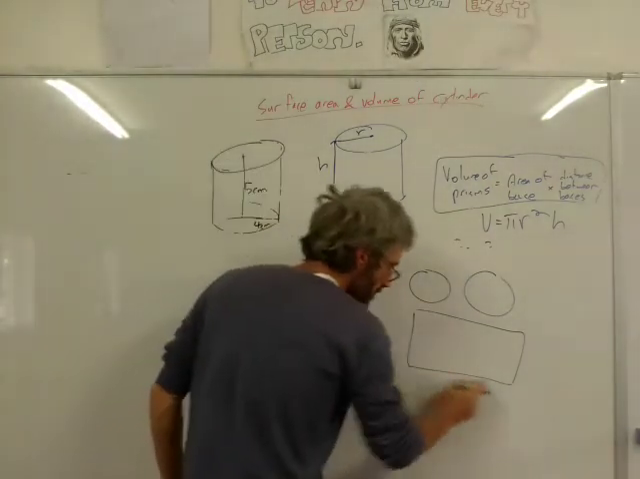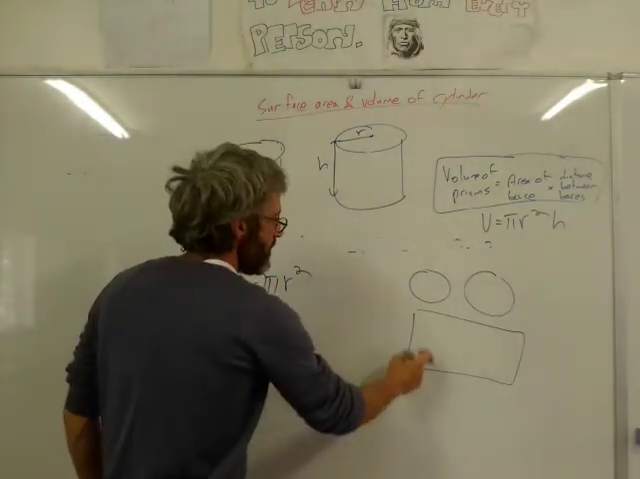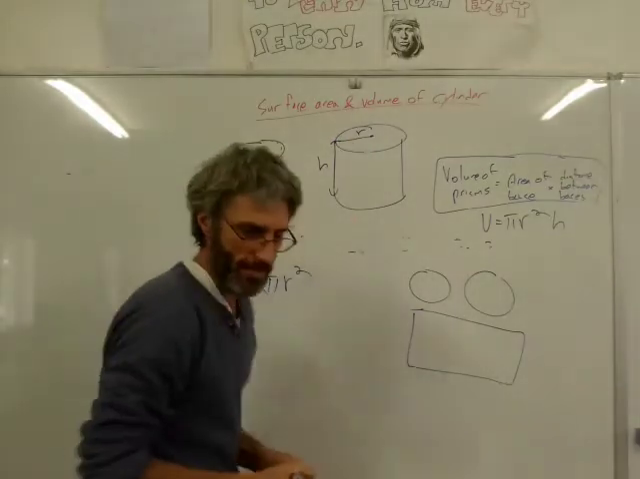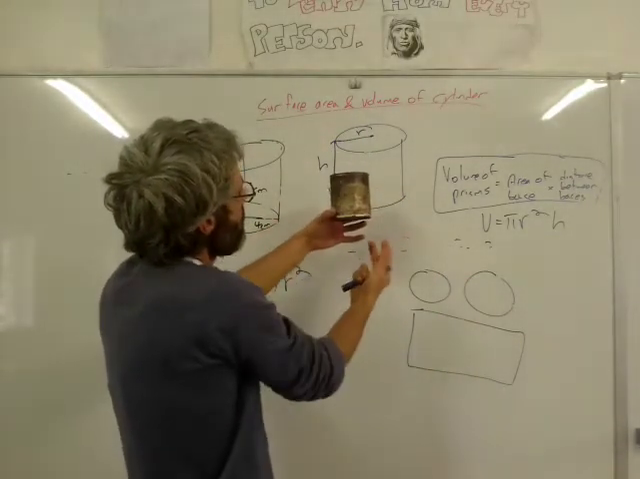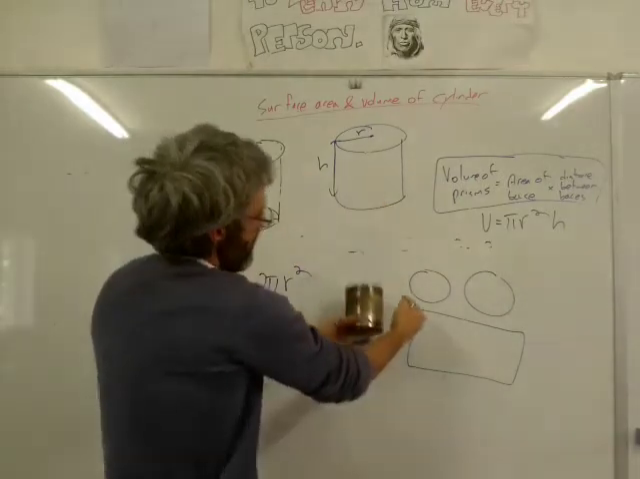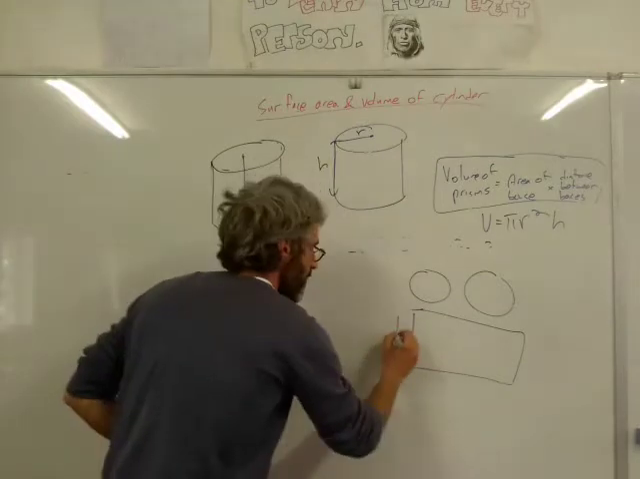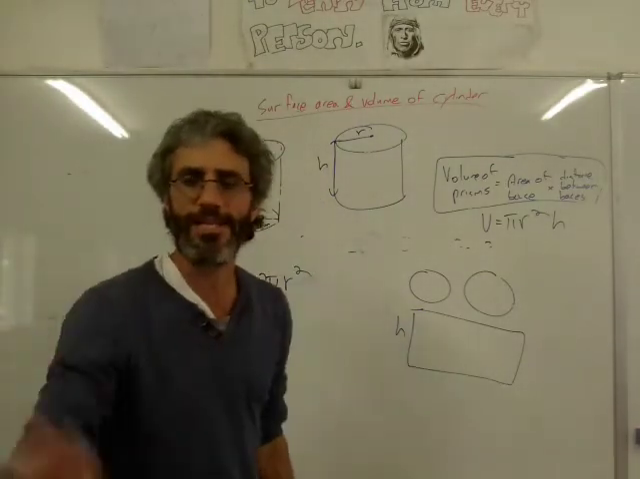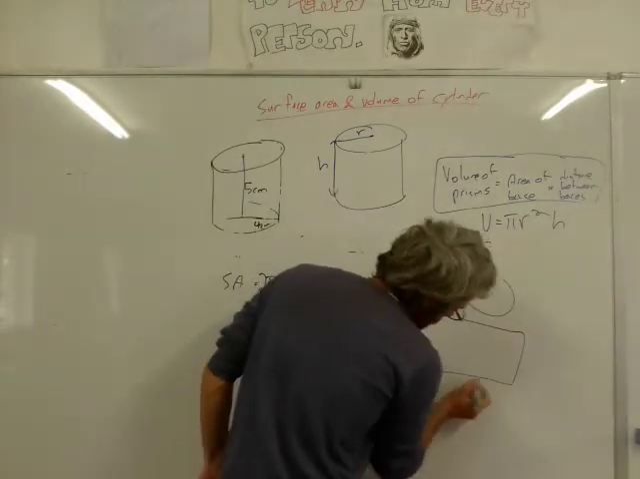Well, we need to know these two lengths. Now this length is going to be the same as this length. Like this is the cylinder. If I cut it up, then this distance is basically that distance. So this length is h. We're going to give example numbers in a minute. But the question is, what is that length?